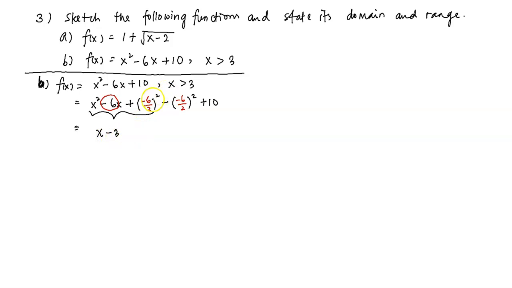How do you get a negative 3? It will be obtained by this negative 6 over 2. You get negative 3 square. Meaning that if you expand this, you will get back these 3 terms.